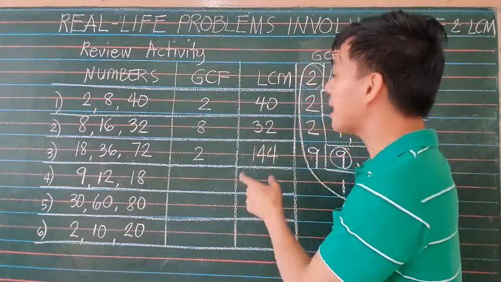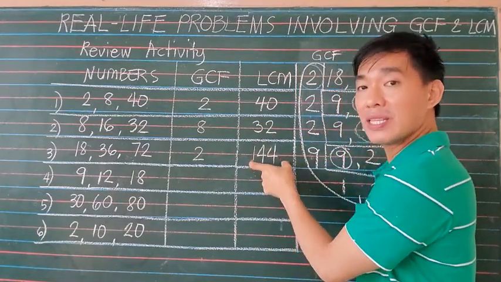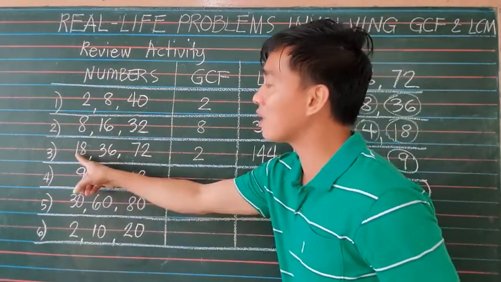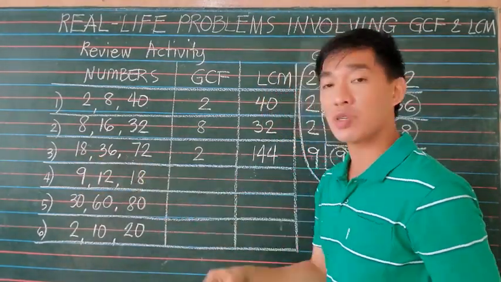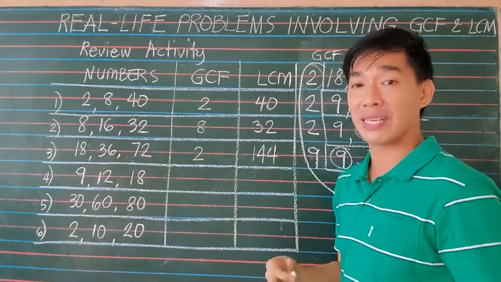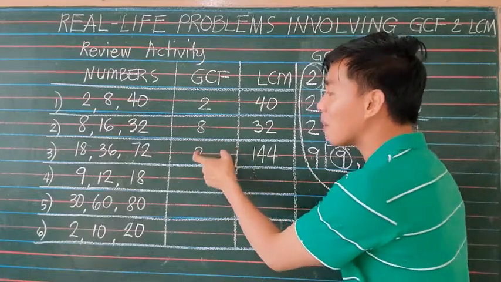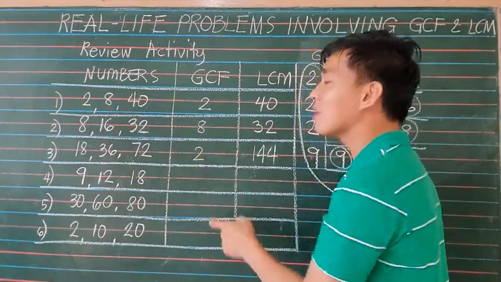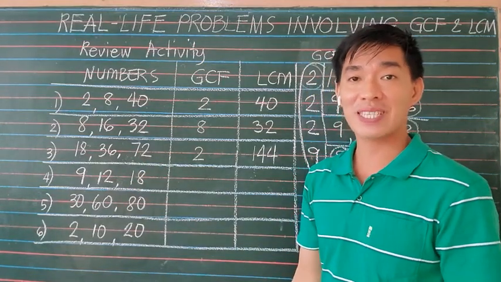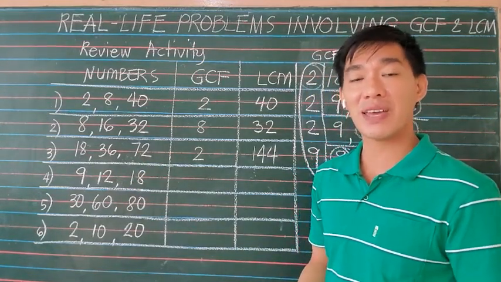That is the smallest number. It is the first and smallest number where 18, 36, and 72 will meet if you skip count by 18, by 36, and by 72, or you get their multiples. And this one is the largest number that we can divide into all three of them. So that's what we mean by GCF and LCM.